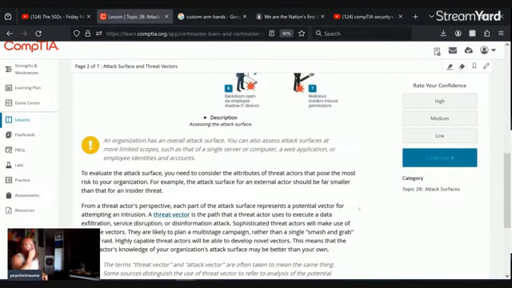An organization has an overall attack surface. You can also assess attack surfaces at more limited scopes, such as that of a single server or computer, a web application, or employee identities and accounts. To evaluate the attack surface, you need to consider the attributes of the threat actors that pose the most risk to your organization. For example, the attack surface for an external actor should be far smaller than that of an insider threat.